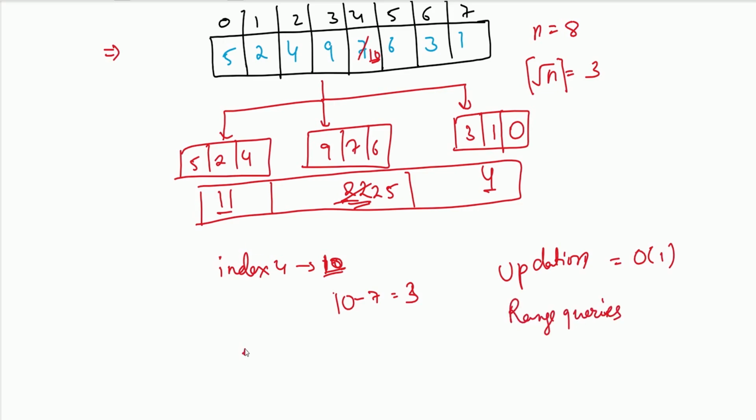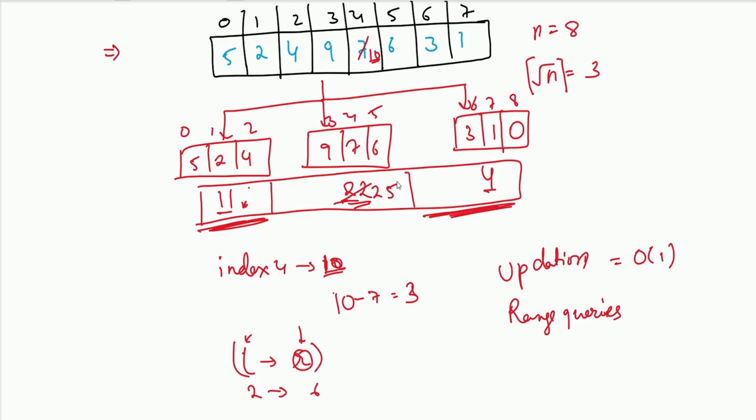Suppose I tell you that I want the sum from L to R. What happens is, we leave the block in which L resides and the block in which R resides. So suppose L is 2 and R is 6. 2 resides in this block: 0, 1, 2, 3, 4, 5, 6, 7, 8. So we can leave this block, we will not consider it. And 6 resides in this block, so we will leave that as well.